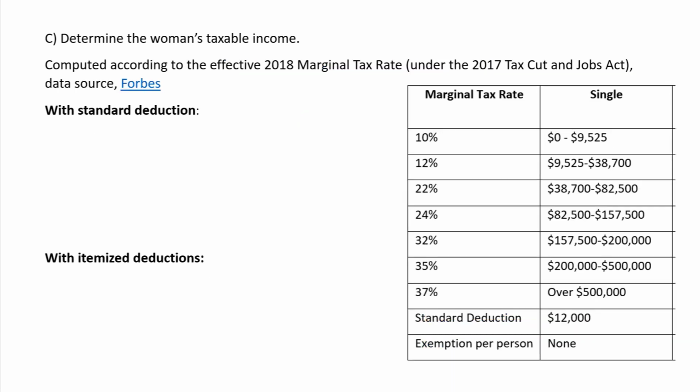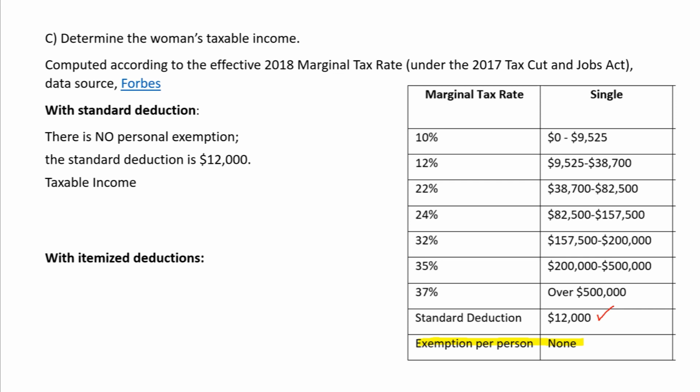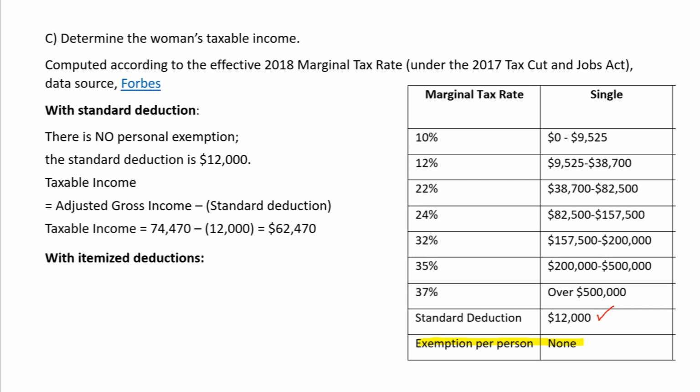Let's compute it again, but with the tax cut. With the tax cut, first thing we notice, there is no personal exemption. None. Let's continue. The standard deduction, though, is $12,000, so we'll go ahead and mark that, and then we will compute. The taxable income is the adjusted gross income minus her standard deduction. That's the $74,470 minus $12,000, so her taxable income under the tax cut with the standard deduction is $62,470.